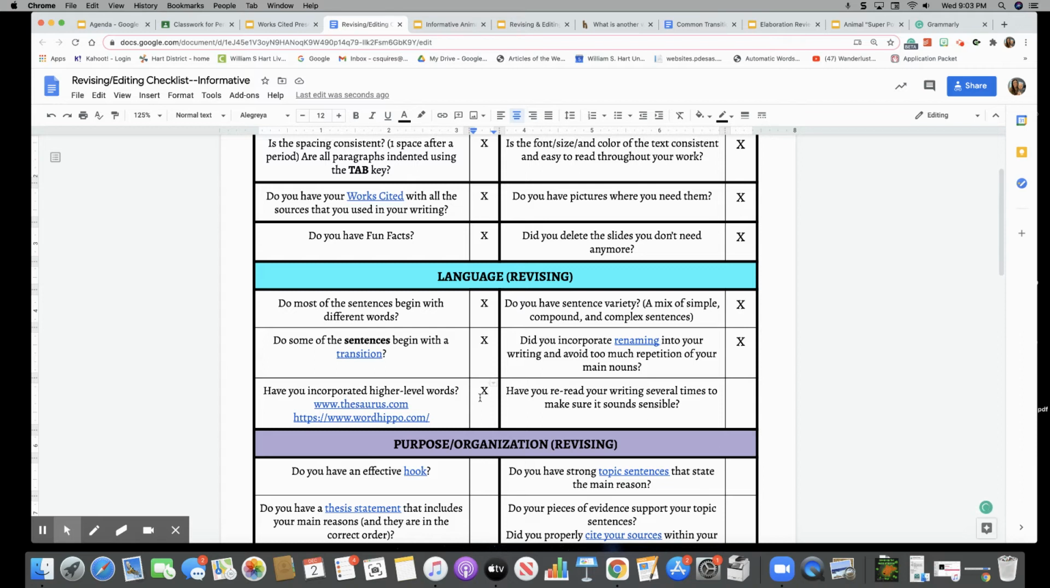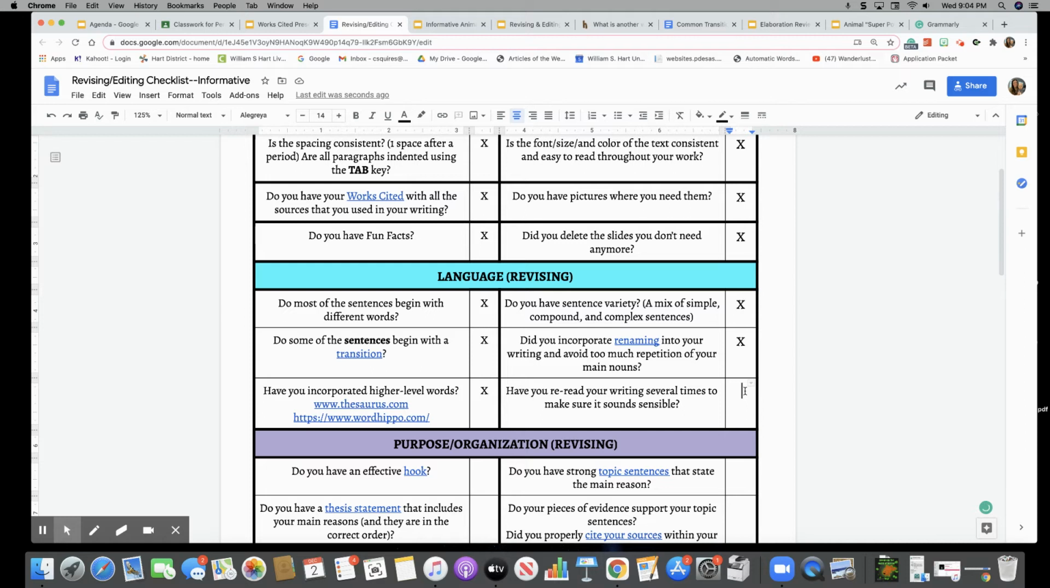A second or third grader is going to know the word fast, but they're probably not going to know the word agile. So using a higher level word is what we want you to do. And again, it doesn't have to be every sentence. But when I'm reading your body paragraphs, I should see that you've tried to use a couple of higher level words. And the synonyms will really help you with that.